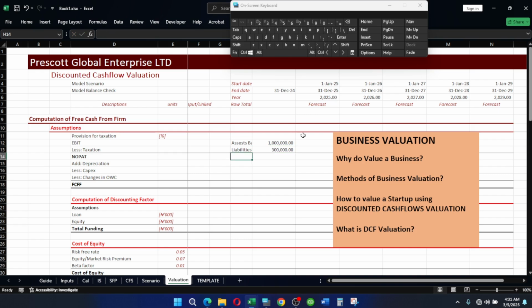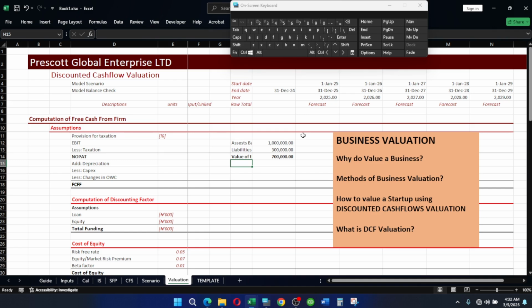So what it automatically means is that the value of this company is equal to this 1 million naira minus 300,000, which is now going to give us 700,000 naira. So this is now the value of this business. The value of this business is now 700,000 naira, right? So that is it. That was a simple way to understand the asset-based valuation method.